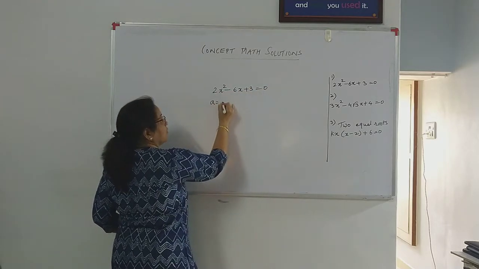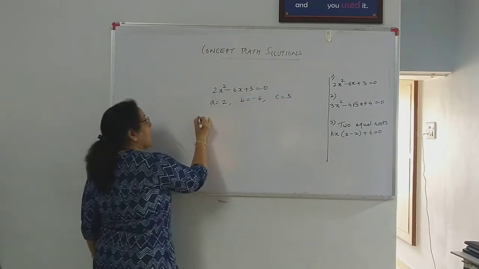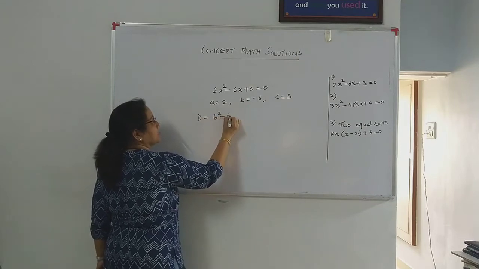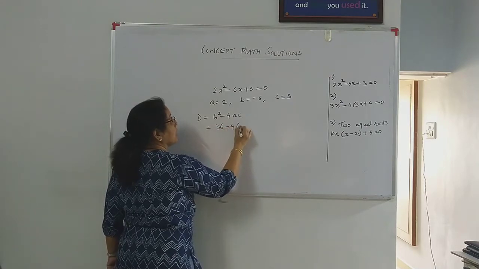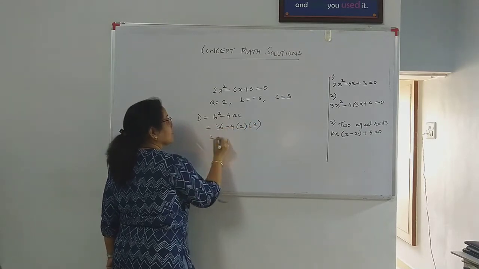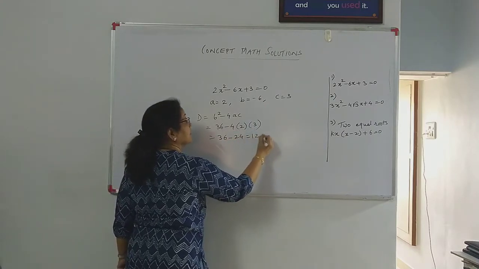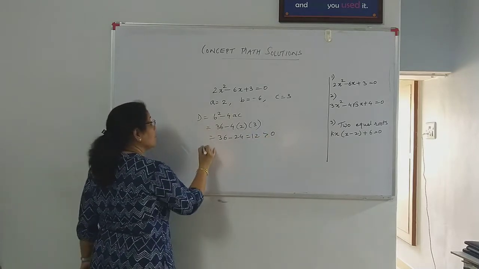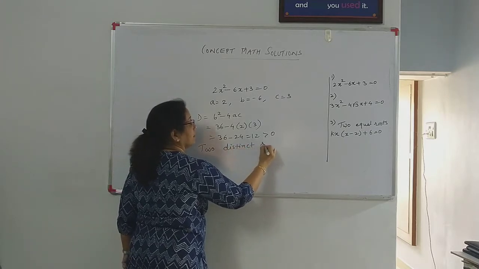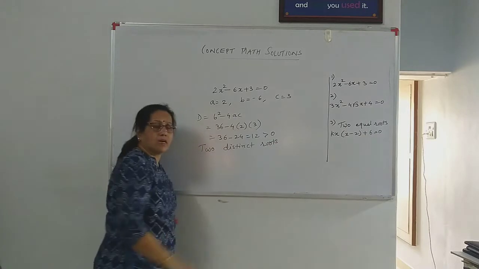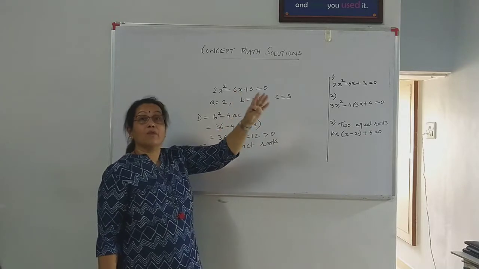We know a is the coefficient of x square, b is the coefficient of x, c is the constant term, and we have D as b square minus 4ac. So b square is 6 square, 36, minus 4, a is 2 and c is 3. So 36 minus 4 twos are 8, 3 eights are 24, and that's 12, which is greater than 0. So what do we conclude? Two distinct real roots. This will have two, because this is 12, which is positive, so under the root we will have a positive.